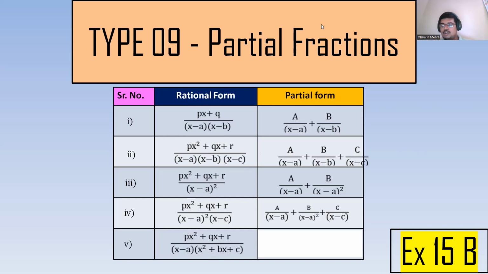So what you have to do is learn this. It's going to be of the format A upon x minus a plus Bx plus C upon the denominator, which is x square plus bx plus c. Just write this. We'll take the sums and then we'll see how to use this and find this capital A, capital B and capital C.